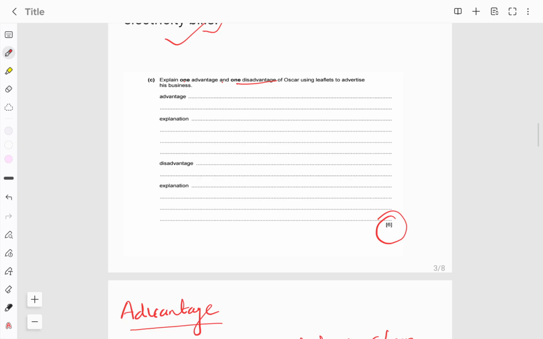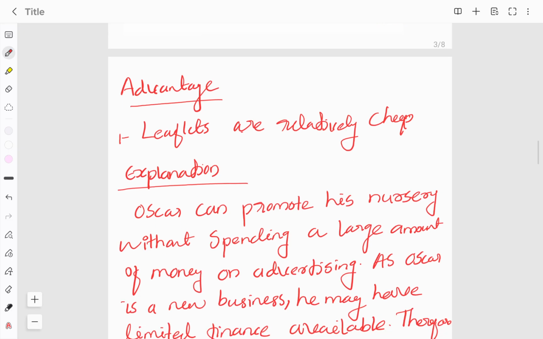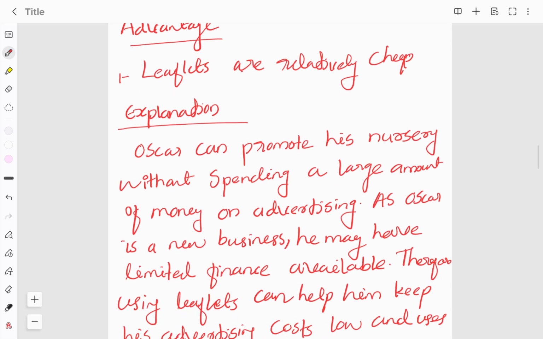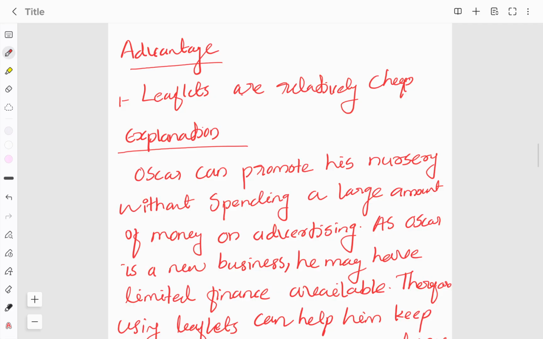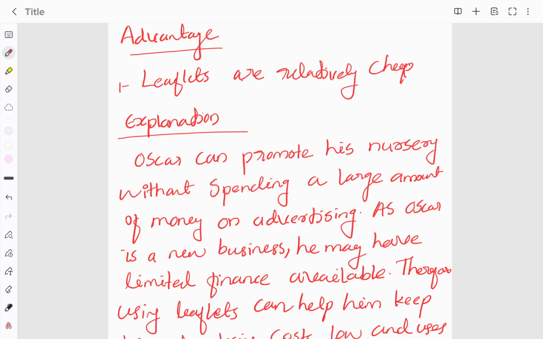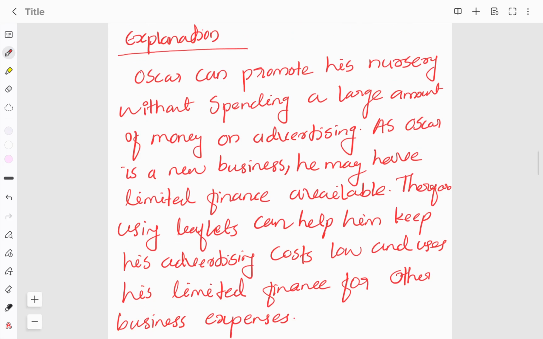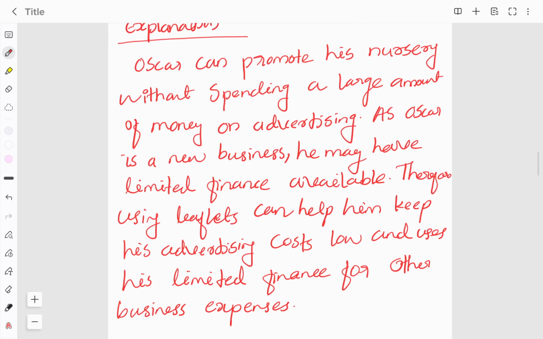First, let us look at the advantage. One advantage is that leaflets are relatively cheap to produce. Why is this an advantage for Oscar? Because Oscar is starting a new business, so he may have limited money for advertising. If he uses leaflets, he can advertise his nursery at a low cost. This means he can save money and use it for other business expenses.